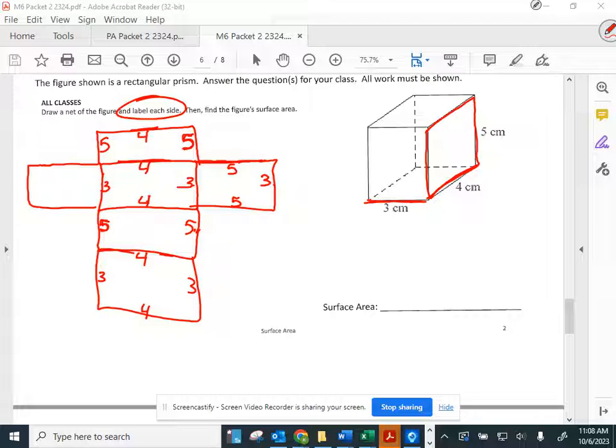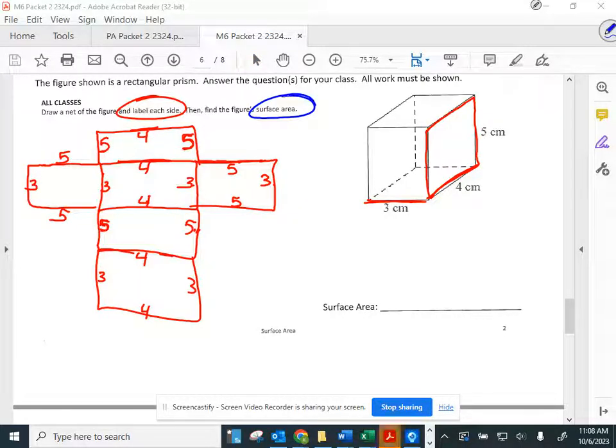So here we've got our 3 with our 3. The 5 lines up with our 5. And the 5 lines up with our 5. So you see how we have to line up our measurements. Now we have to do the last part.